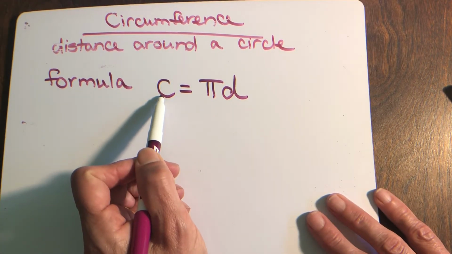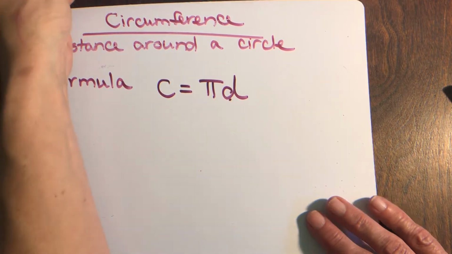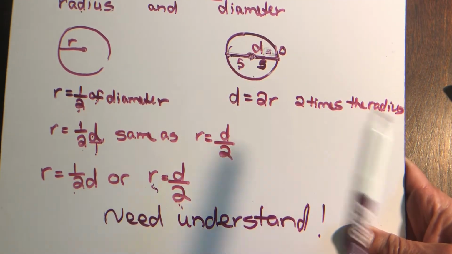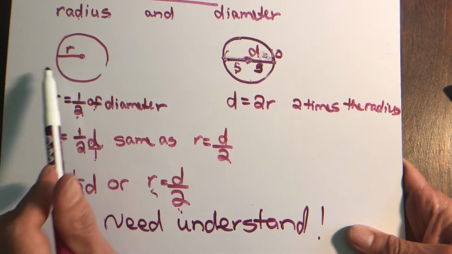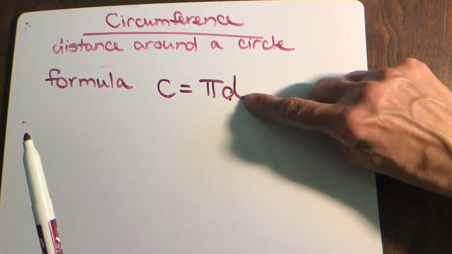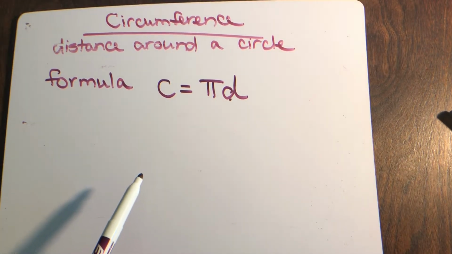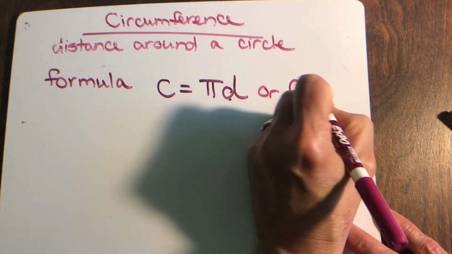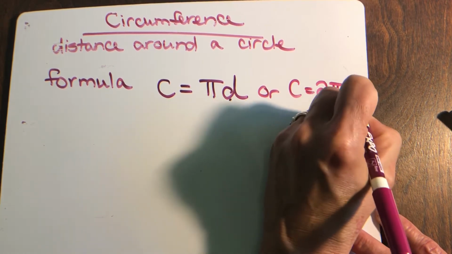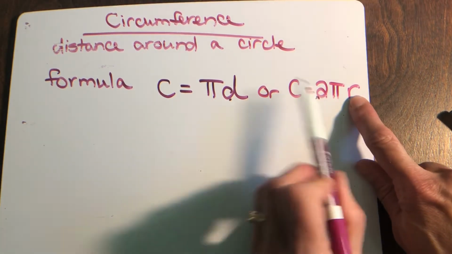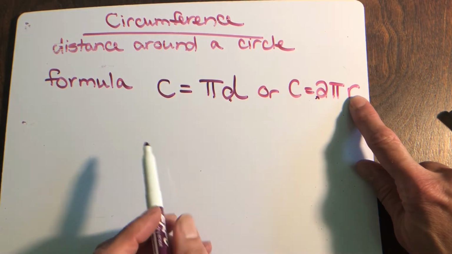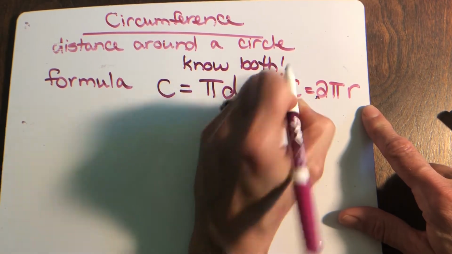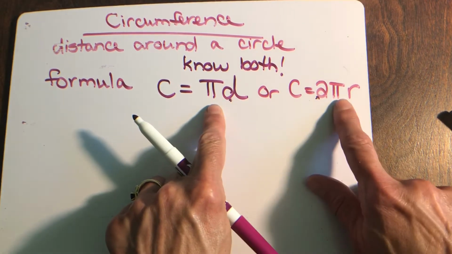Pi times diameter, but if you will recall, we talked about diameter, that the diameter was twice the radius. Do you remember that in the last video? And the radius is half the diameter. So right here, diameter is the same thing as 2 times r. So sometimes the formula is 2 pi r, because there's your 2 times r, which is diameter. We really need to know both and understand how they got from here to here.